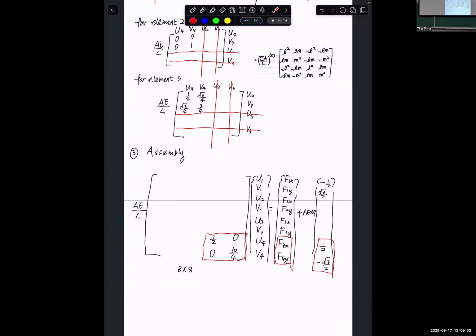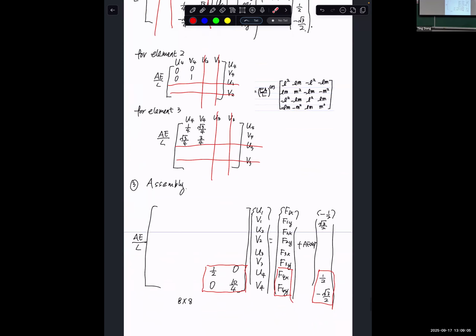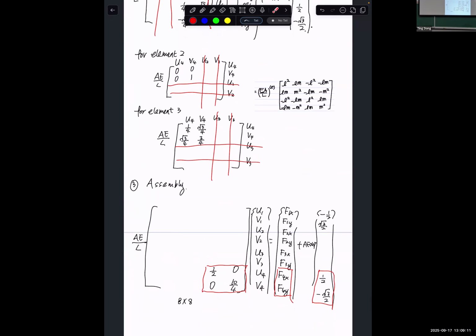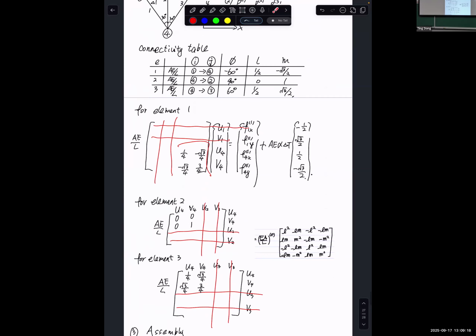For the element equation, you also do U3, V3 and then U4, V4 for that matrix, or not? Sorry, what did you mean? So for element 2 and element 3, why did you put V4 and U4 before V3? Okay, great question.